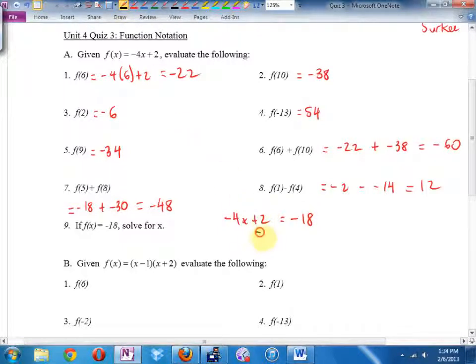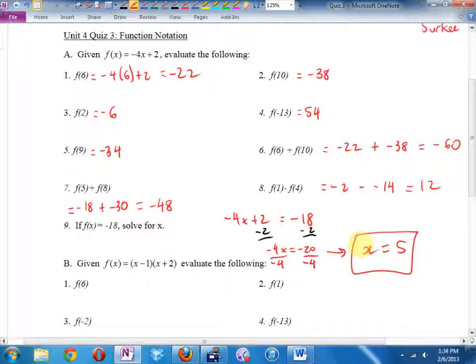Is that okay, Brody? Yep. I think I'd minus 2 from both sides, yes? And I'll end up with negative 4x equals negative 20. Divide by negative 4, divide by negative 4. I think I end up with x equaling negative 5? No, it's negative divided by negative. It's got to be positive.